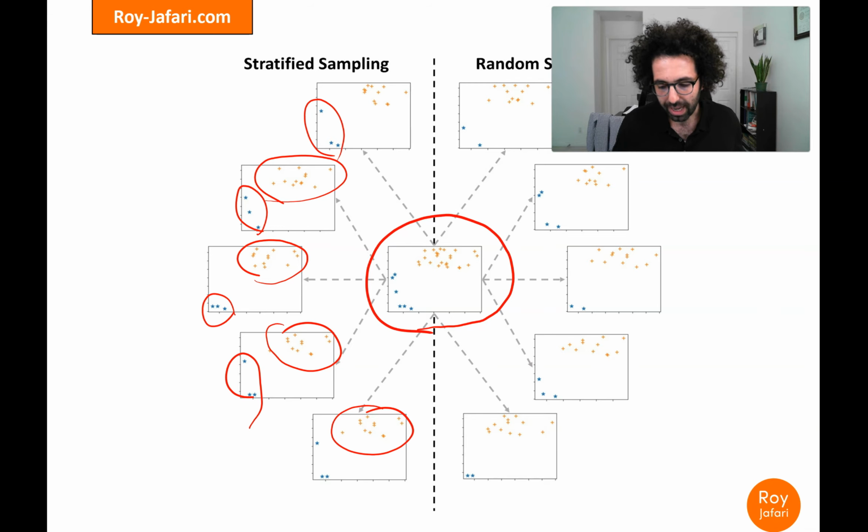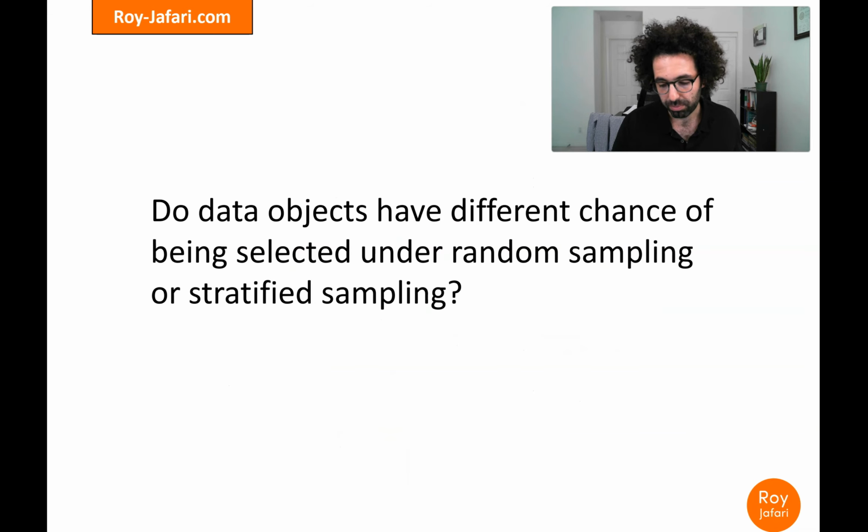So now let me ask you this question. When we do stratified sampling over random sampling, are we basically changing the chances of data objects to be selected or not? In other words, when we do stratified sampling, does this mean that the subpopulation with fewer data objects has a higher chance of being selected?